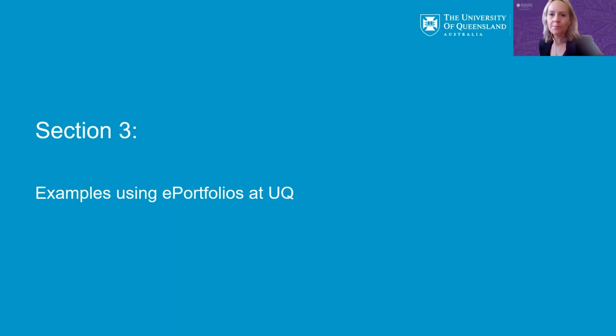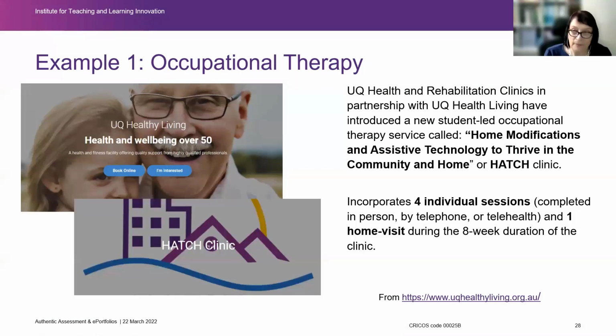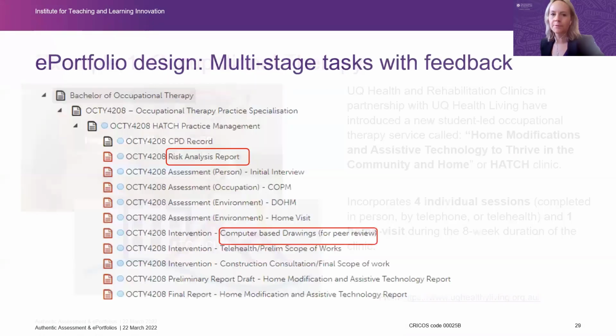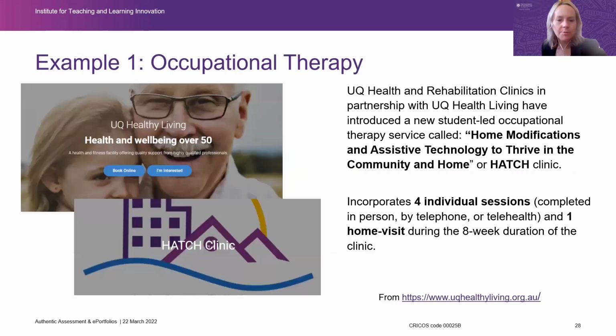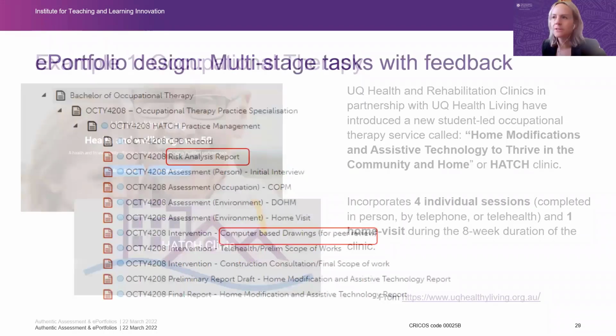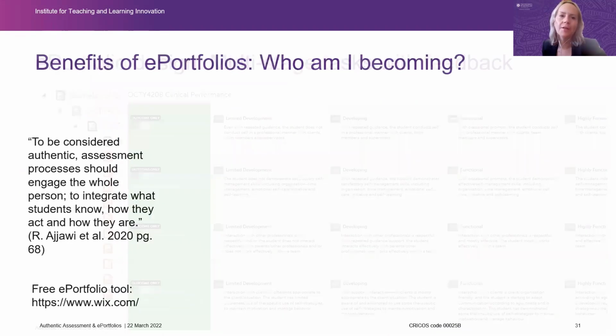Good. Okay, I'm going to skip the first one. So these are some examples of portfolios at UQ. I'm going to skip this one, just so I can spend a little bit more time talking about this one. So this is, sorry, was there an intro slide? Occupational therapy, sorry, multi-stage design. And then I'm just going to skip to, there's that rubric as well.